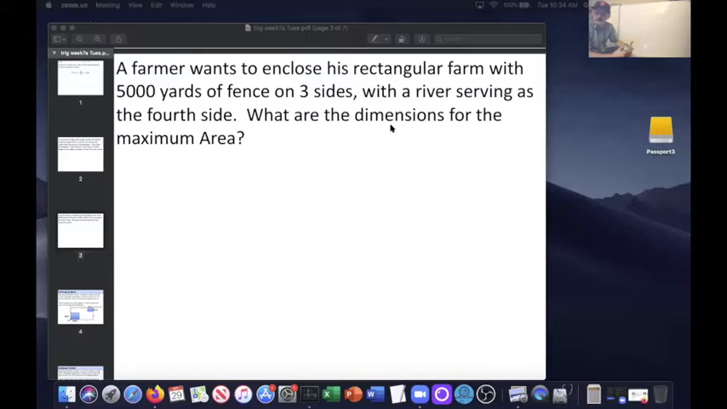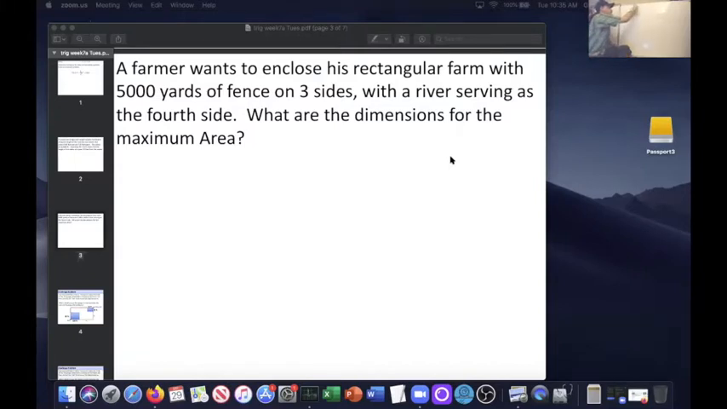So given that restriction, and given how we're going to set up the problem with the river as a fourth side, what would be the maximum area? How could we rearrange the dimensions to get the maximum area? Because the farmer wants to enclose as most of the land as possible. That would be something the farmer would want to do.